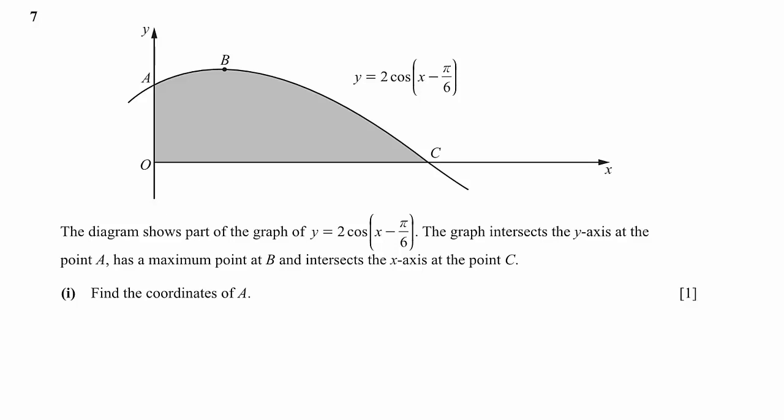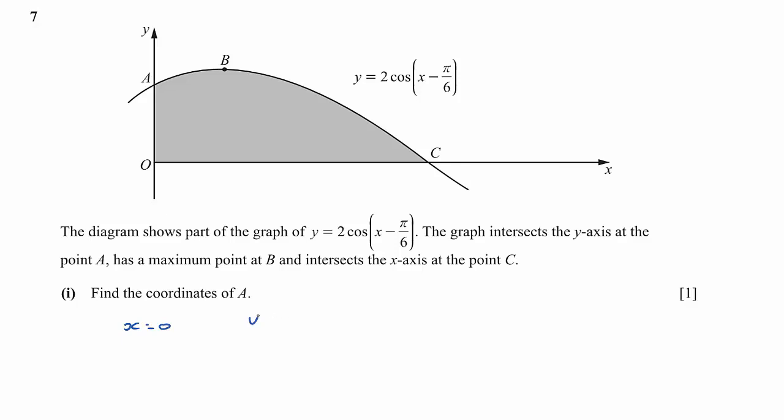The diagram shows part of the graph of y equals 2 cos(x minus pi by 6). The graph intersects the y-axis at the point A, has a maximum point at B, and intersects the x-axis at the point C. We want the coordinates of A, and A is the point where x is equal to 0.